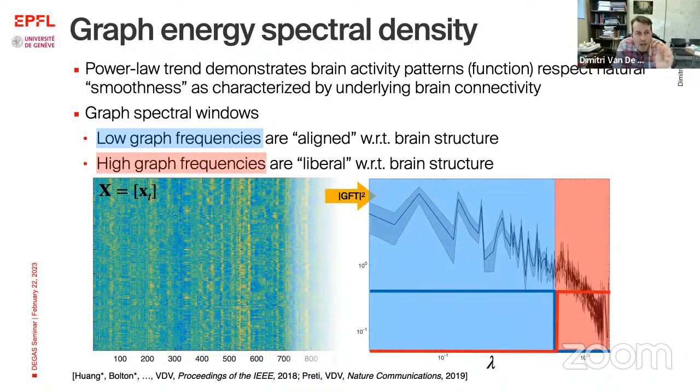And that actually gave the idea to now define graph spectral windows, where we would say, let's look at the simple ideal low pass, where we have the low pass eigenmodes that, when we filter with that, would represent activity that is aligned with respect to the underlying brain structure. And the complementary high-pass filter, when we apply it to fMRI data, would reveal the activity that is more liberal with respect to underlying brain structure. And the cutoff frequency between those two filters would be defined by having basically a median energy split. So in principle, we expect in total as much energy in the low pass as in the high pass on average.